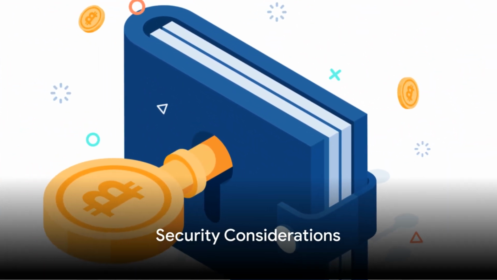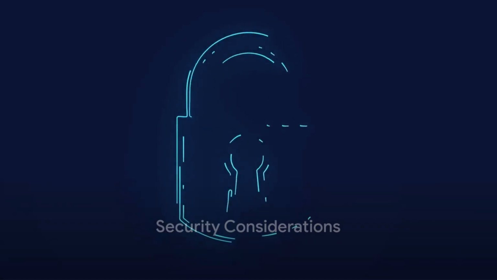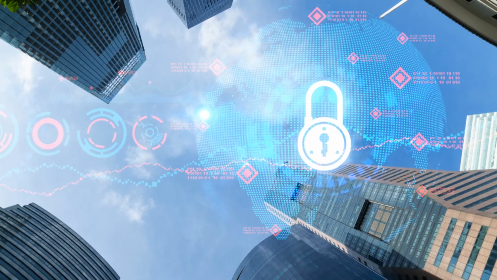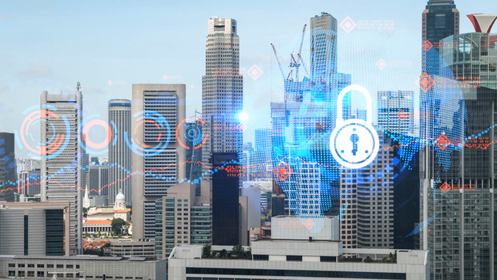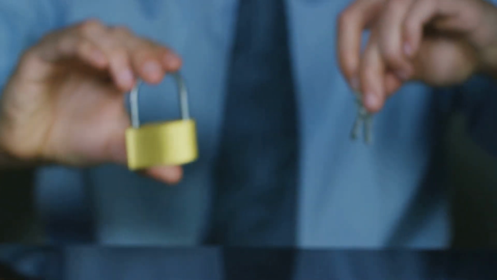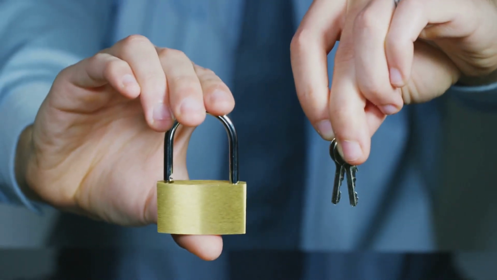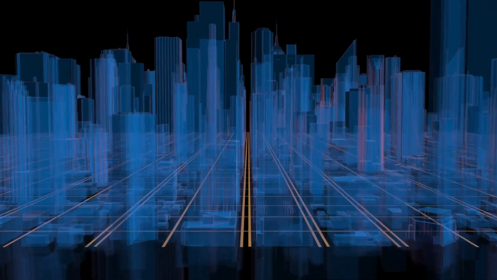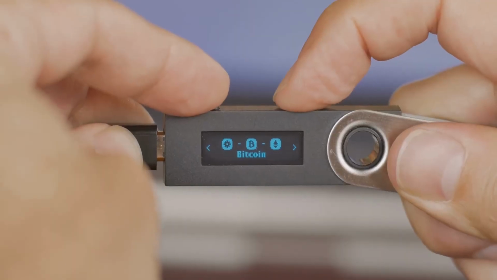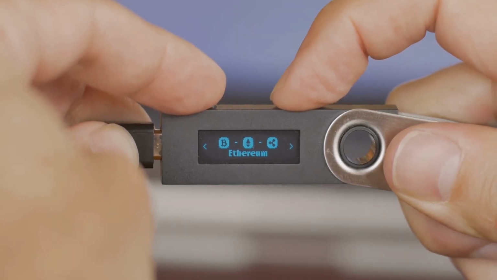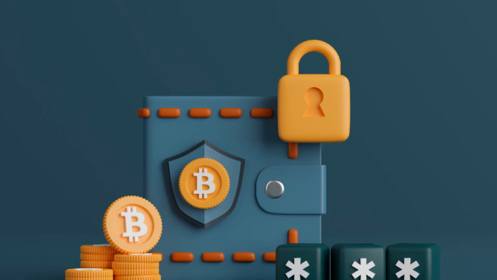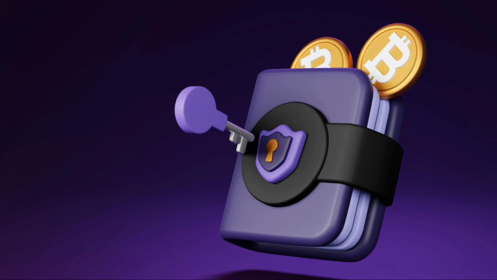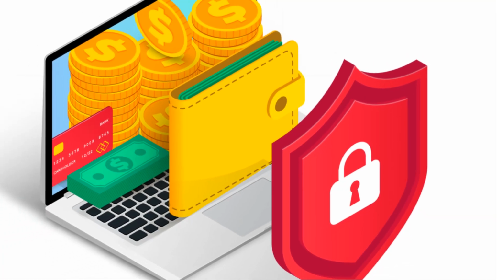Security is paramount in any cryptocurrency wallet. It's crucial to encrypt private keys, ensuring they are stored securely. This prevents unauthorized access and protects your digital assets. But security isn't just about protection, it's also about recovery. Offering seed phrase generation and recovery options is essential. This allows users to regain access to their wallet if they ever lose their private key. With these security considerations in mind, your cryptocurrency wallet will be a safe and secure place for your digital assets.